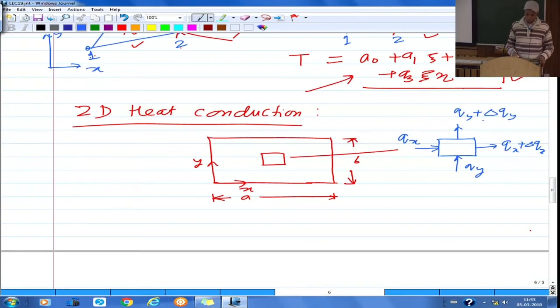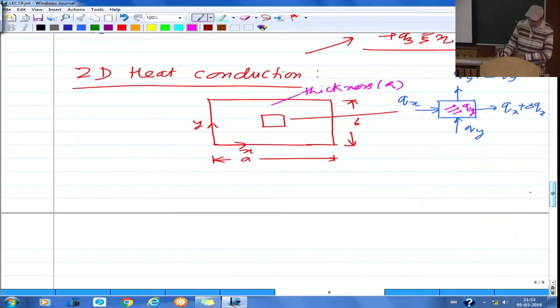Then also let us say there is a heat generation within this element, which is per unit volume. So Qg is the heat generated per unit volume, and say the thickness here is h. Let us write the balance, assuming that it's a steady state problem. So this is 2D heat conduction under steady state condition. I am not considering transients. We will look at the transient problems later when we are through with some of these basics.